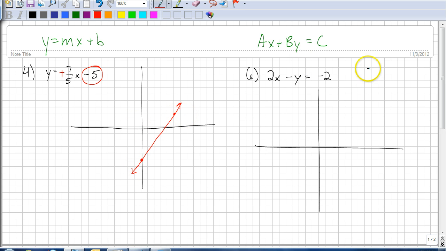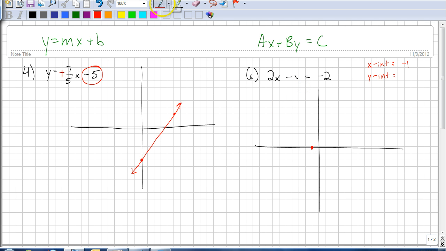When it's in standard form, you're going to find your x-intercept and your y-intercept first, and then plot those points and connect them. So standard form, remember, is in the form ax plus by equals c. So when we try to find the x-intercept, that's where we cover up the y. And when you do that, -2 divided by 2 is -1. So that means my x-intercept is at -1, which is right here.